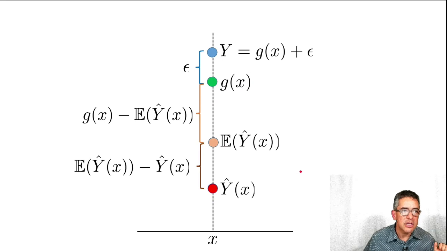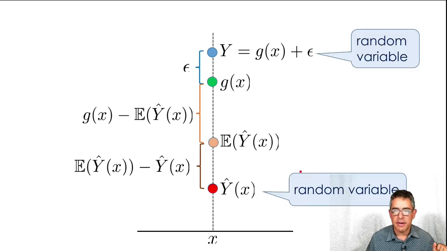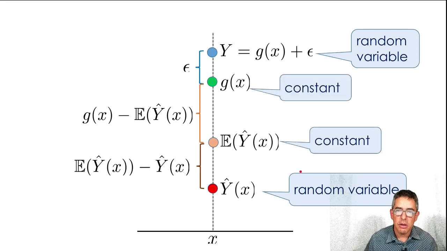Well, because they each have actual meaning. This one is a random variable and this one is a random variable, but these two in the middle are fixed, first of all. These two right here are constants because the expectation is a constant. So we have two constants and two random variables.